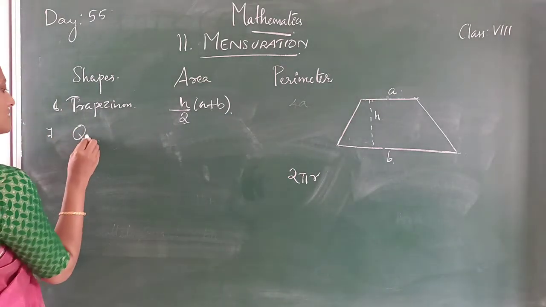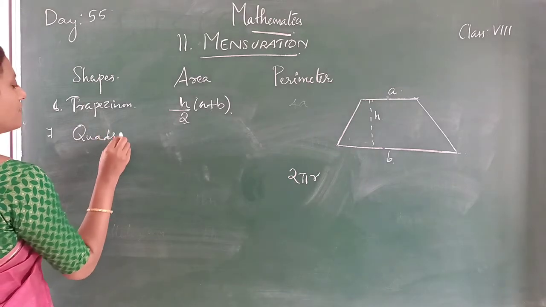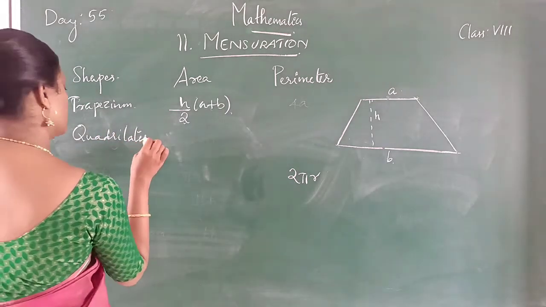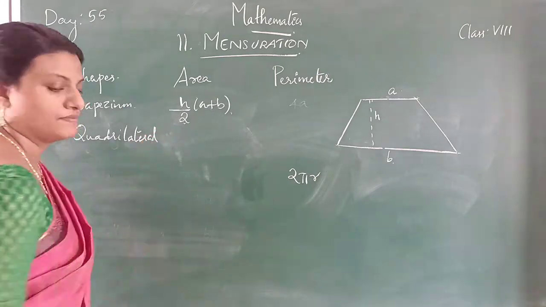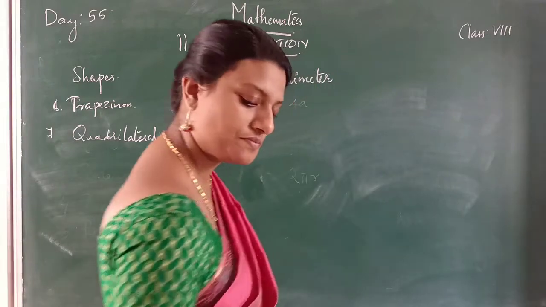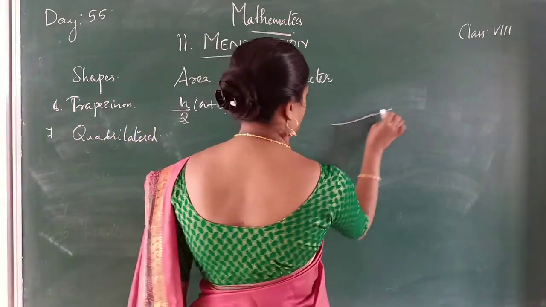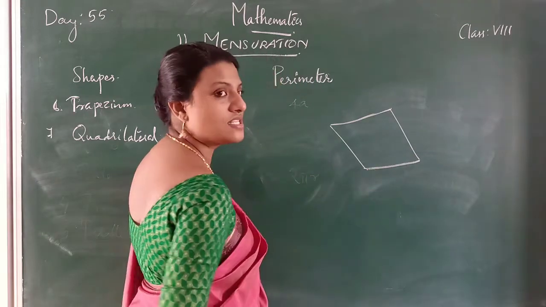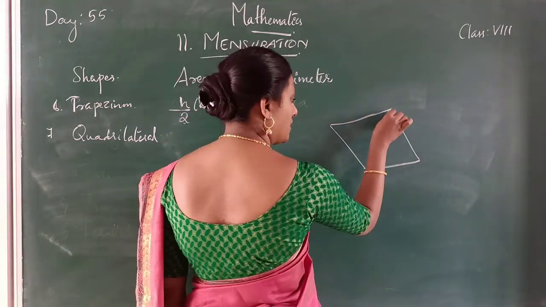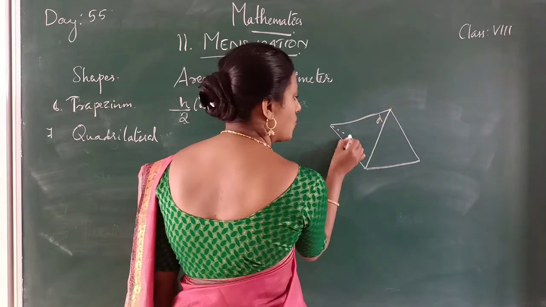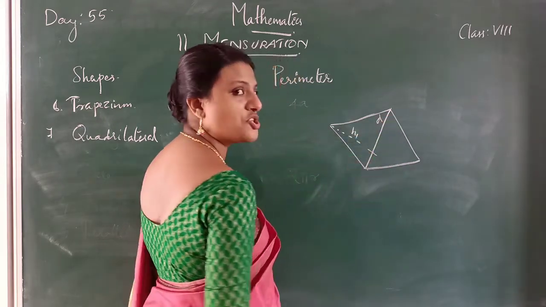Next one is the quadrilateral. Seventh one, for a quadrilateral, measurements: suppose this is a quadrilateral, a four-sided figure. One diagonal is given, let it be D. One height is given, let it be H1.